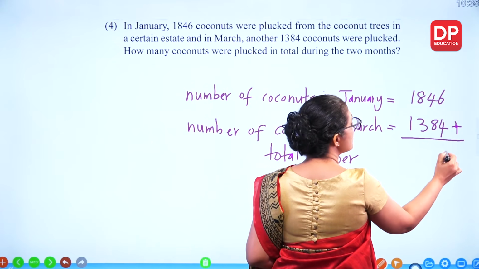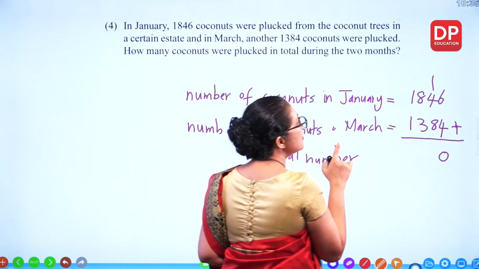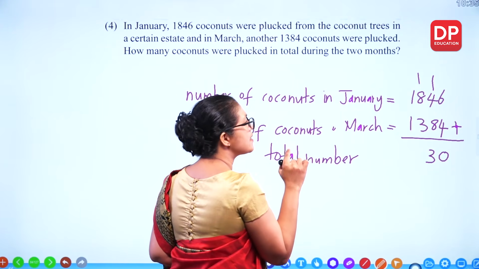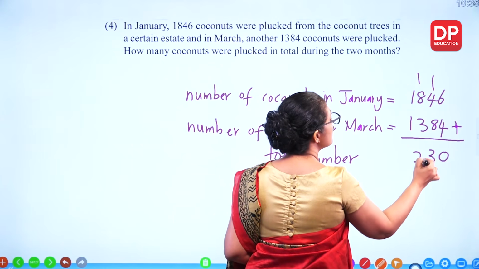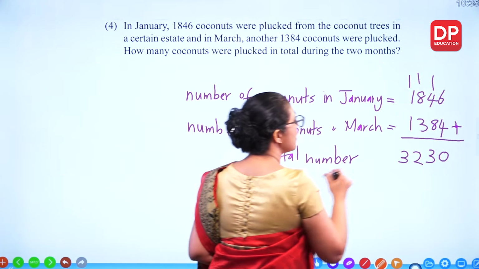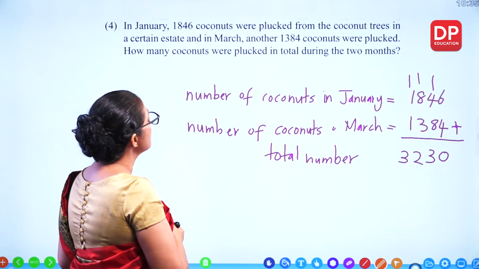6 plus 4, 10. You take 1 there. 8 plus 4, 12. 12 plus 1, 13. Take 1 there. 9 plus 3, 12. Take 1 there. 1 plus 1 plus 1. You get 3. 3,230 coconuts altogether.